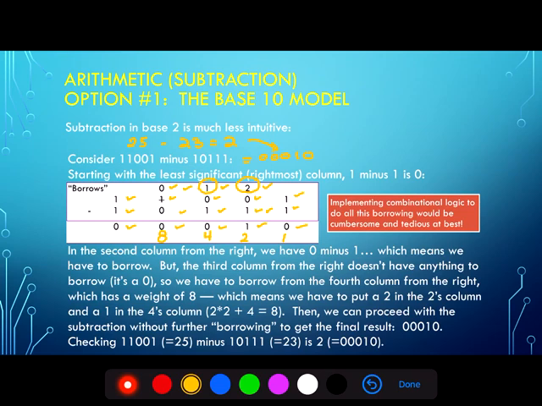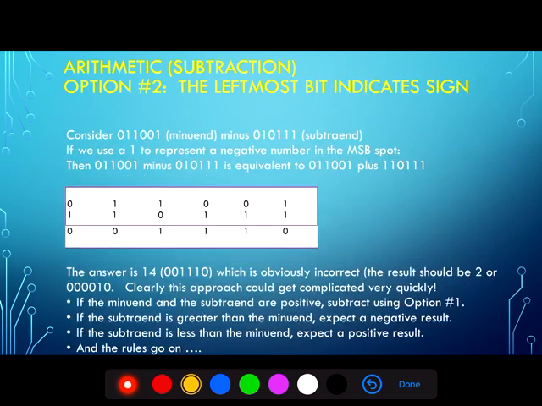But imagine the number of rules we would have to implement and what we'd have to do to implement this using digital circuits and combinational logic. It would get very complicated. So let's take a look at some other possibilities for doing subtraction in base 2.